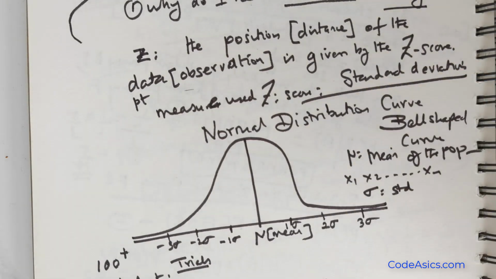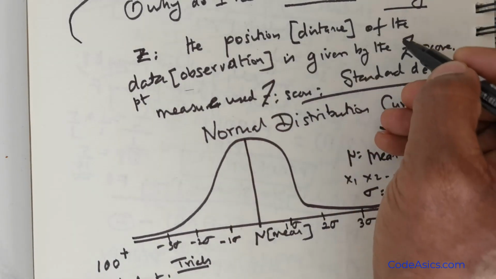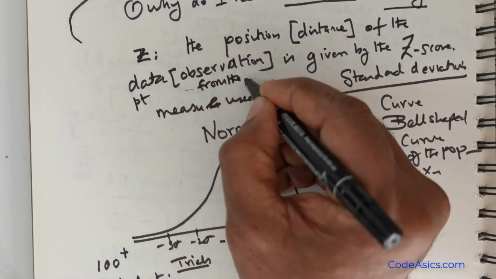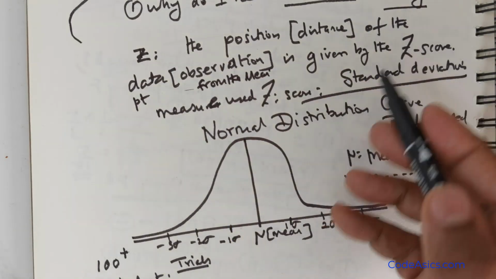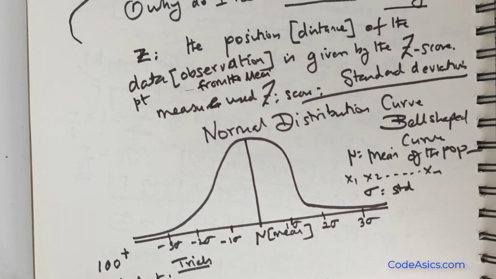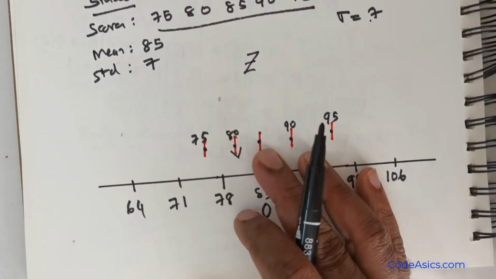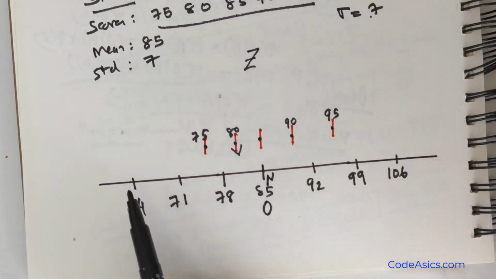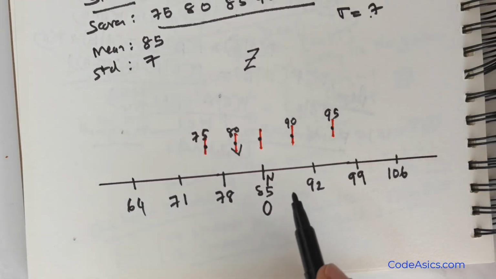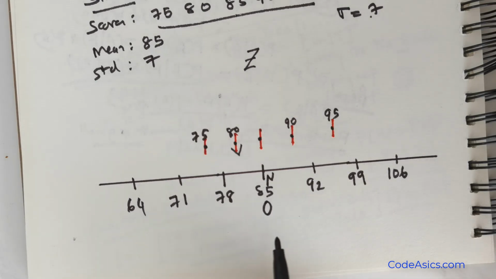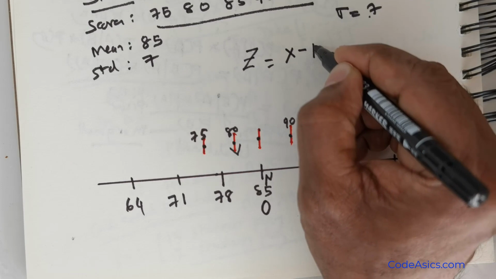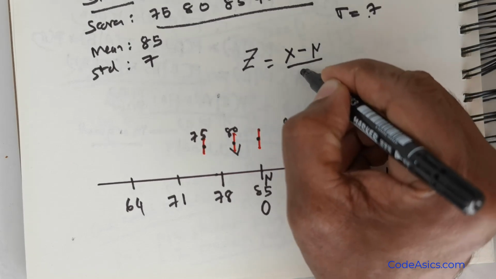So probably what I can do is I can rephrase this. The distance of the observation from the mean is given by z-score, and the unit used is standard deviation. So now we have a full-fledged definition for z-score. So that is the first application. So given the observation, we can outrightly give the exact position in terms of the standard deviation. So in this case, the formula is z is equal to x minus mu divided by sigma.